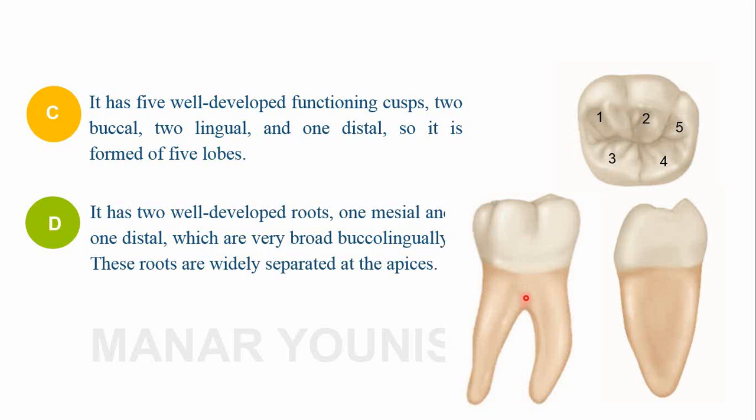The mandibular first molar has 2 well-developed roots, the mesial and the distal. These roots are characterized by being broad buccolingually. They are widely separated at their apices and characterized by having a short root trunk. This broad buccolingual dimension and the separation of the roots provide the necessary anchorage for this tooth in the alveolar bone.